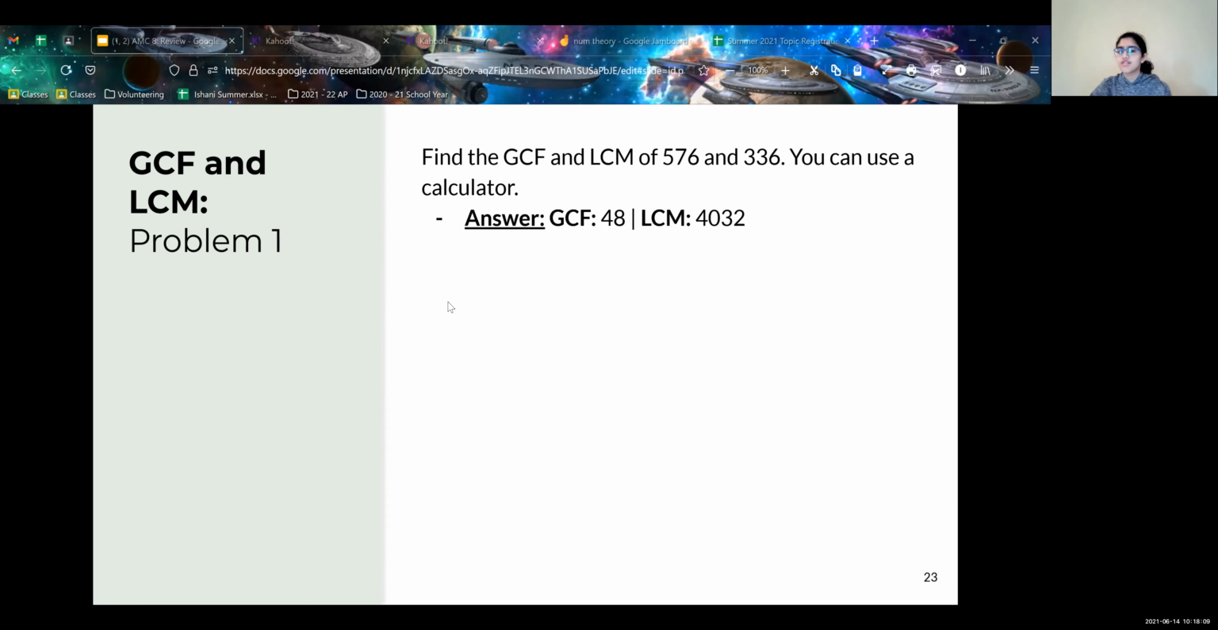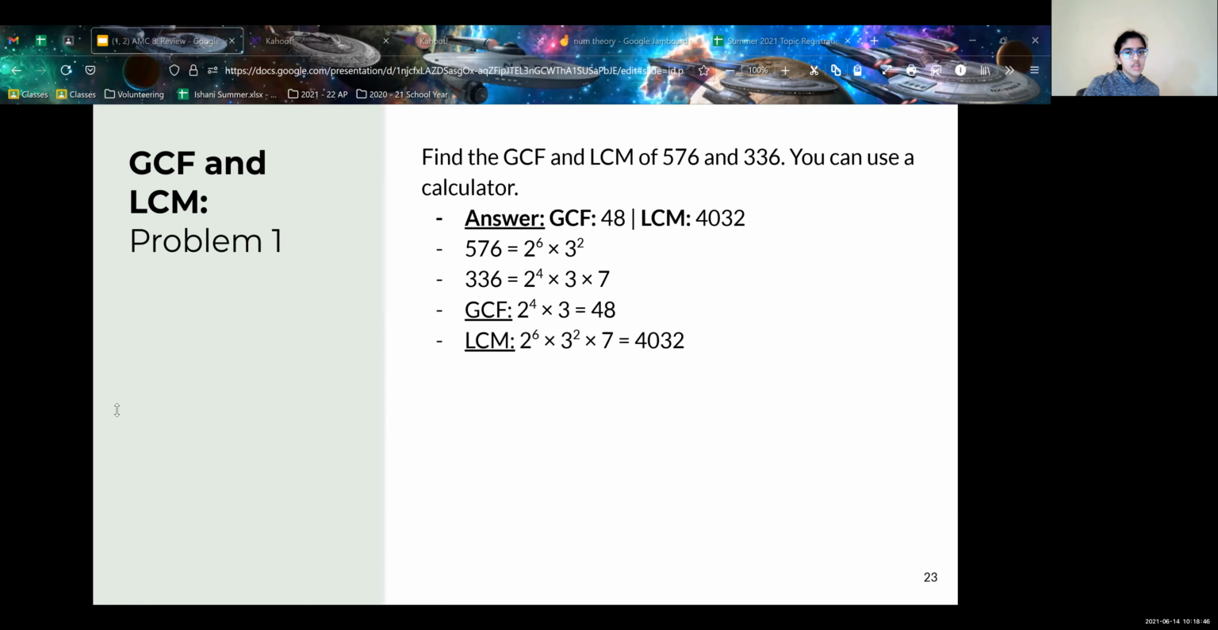Okay, so the GCF of these numbers is 48, and the LCM is 4,032. To solve this, we can see that 576 has a prime factorization of 2 to the power of 6 times 3 to the power of 2. And 336 has a prime factorization of 2 to the power of 4 times 3 times 7. That means the GCF is 2 to the power of 4 times 3, which is 48. And the LCM is 4,032, because that would be 576 times 336 divided by 48. That's how we get the GCF as 48 and the LCM as 4,032.